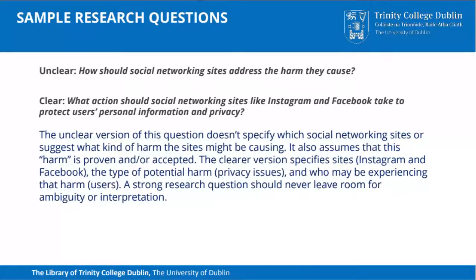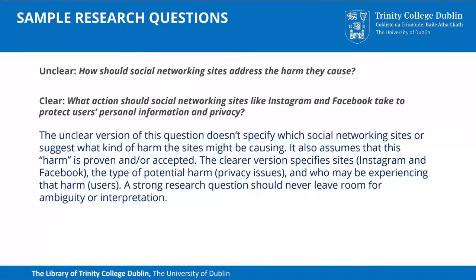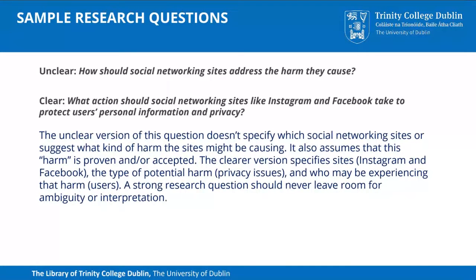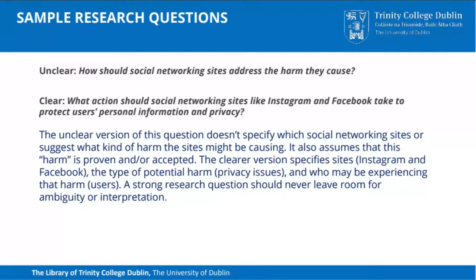The unclear version of this question doesn't specify which social networking sites are being looked at or suggest what kind of harm sites might be causing. It also assumes that this harm is proven and or accepted. The clearer version specifies sites, Instagram and Facebook, the type of potential harm, privacy issues, and those experiencing that harm, the users. Strong research questions shouldn't leave room for ambiguity or interpretation.